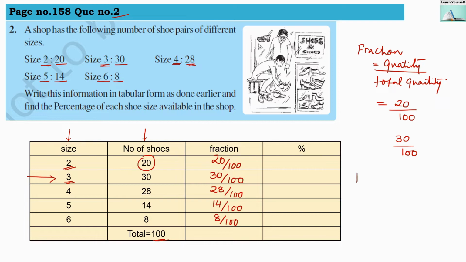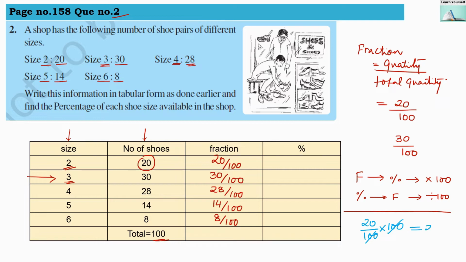Now when we are converting fraction to percentage, we multiply with 100. When we convert percentage into fraction, we divide with 100. So here we have to multiply with 100. We already have the fraction, that is 20 divided by 100. When we multiply with 100, this 100 and this 100 will get cancelled and we will get 20% as an answer. So we got the answer that 20% of all the shoes are of size 2. The meaning of this percentage is this.